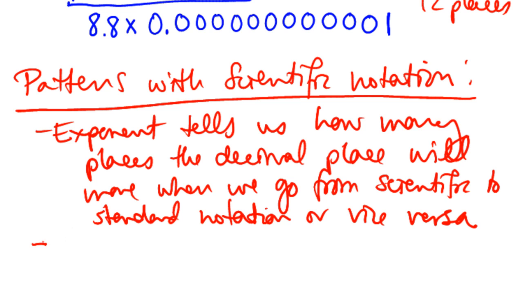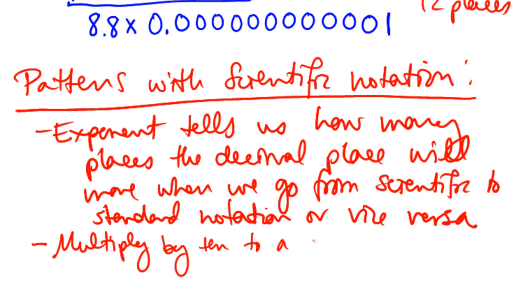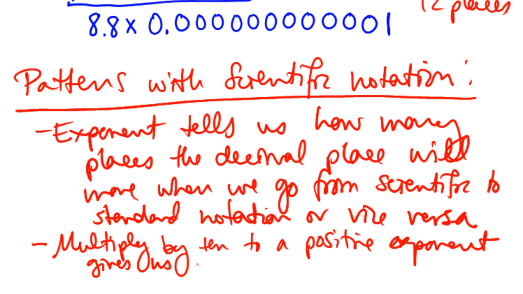So there are two things to notice about scientific notation. The exponent tells us how many places to move it, but also tells us which direction. Multiplying by 10 to a positive exponent gives us a big number.